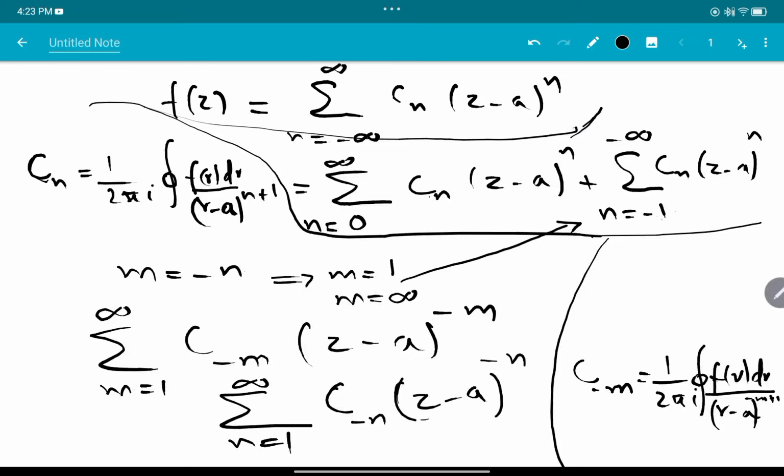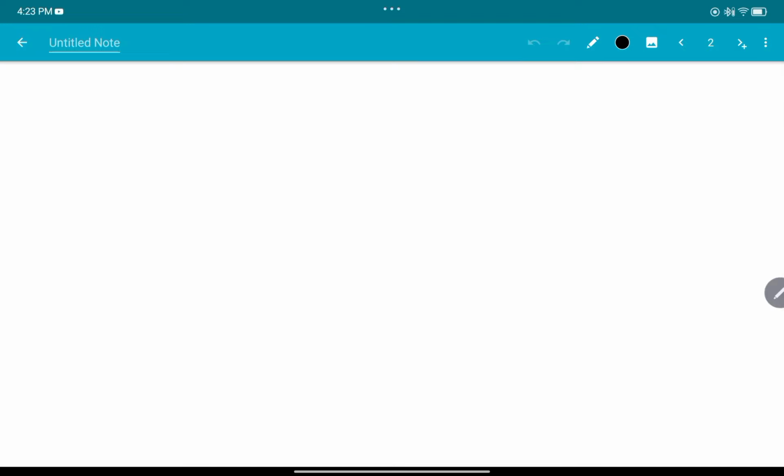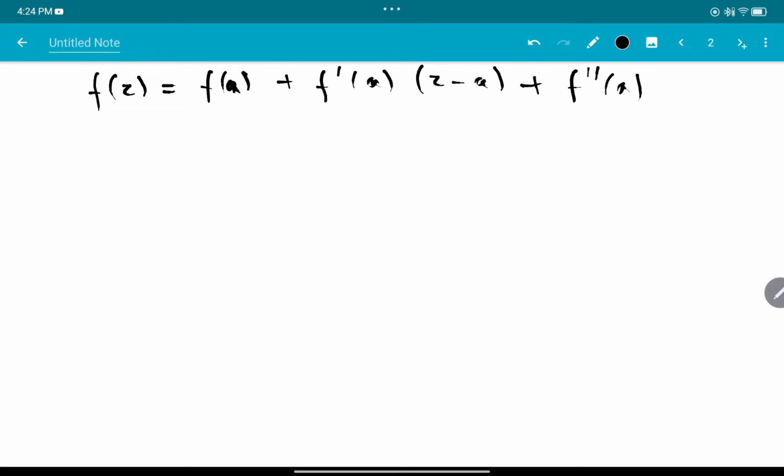We will now have some practice with some problems based on Taylor series and Laurent series. Let us first of all take problems on Taylor series. In Taylor series we have f(z) equal to f(a) plus, since you are expanding about a, f dash a times (z minus a), plus f double dash a times (z minus a) squared divided by 2 factorial, and so on.